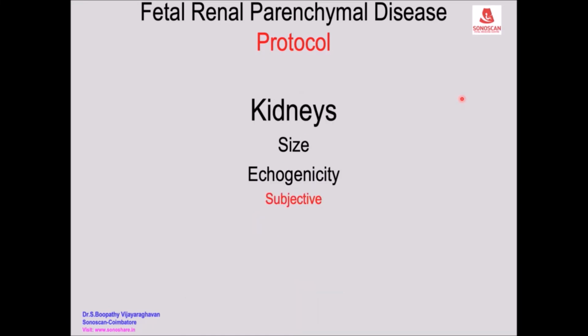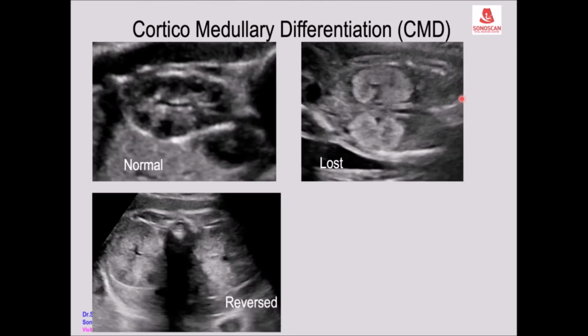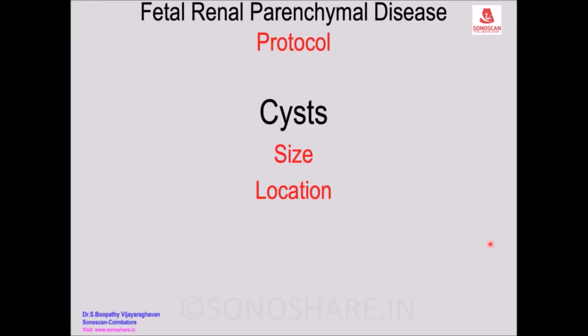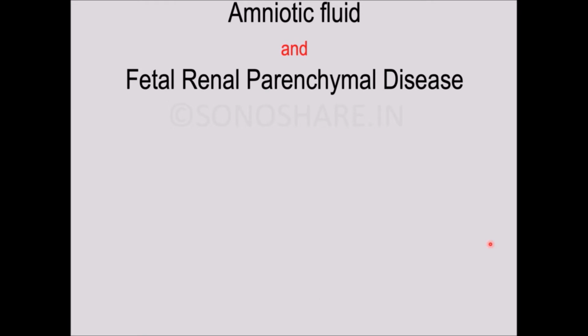The echogenicity of the parenchyma is assessed subjectively by comparing with the liver or vice versa. That is, the medullary pyramids are echogenic compared to the echo-poor cortex. Here it is enhanced. Note whether it is cortex, medulla, or both, and the number of cysts. There is a relation between amniotic fluid volume and fetal renal parenchymal disease.